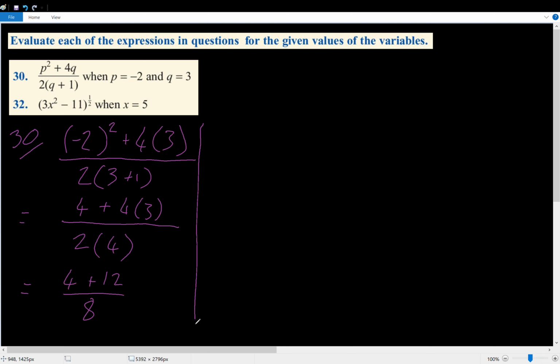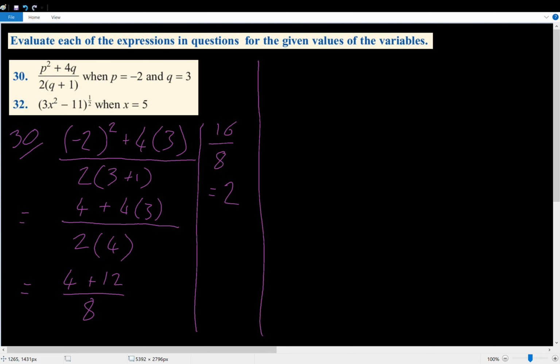And from here, we're going to do the sum on the top, so 4 plus 12 is 16. And on the bottom, we still have our 8. And 16 over 8 means 16 divided by 8, so that's just equal to 2. So our answer for 30, when p is equal to minus 2 and q is equal to 3, we get 2.